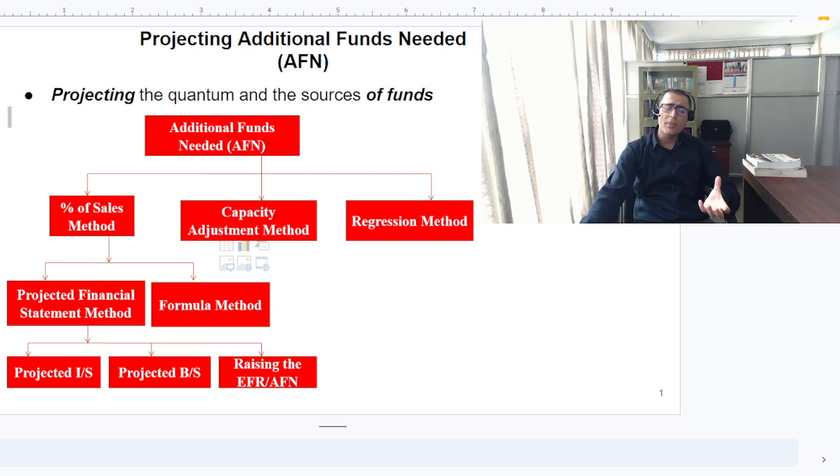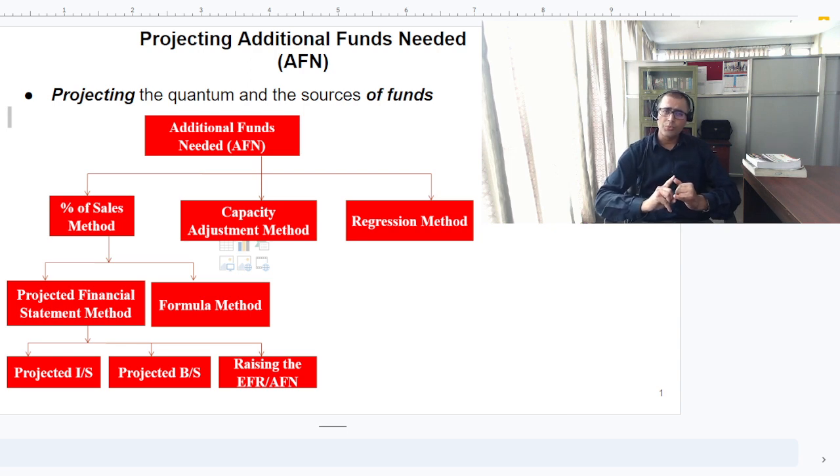Now, particularly I will be discussing additional fund needed. When we say additional fund needed, it includes three methods. One is called the percentage of sales method. Next one is called capacity adjustment. Third one is called the regression approach. Today I will be focusing on one approach, that is the percentage of sales method or approach, under which you could see there are two.